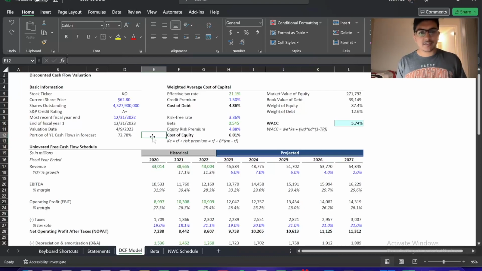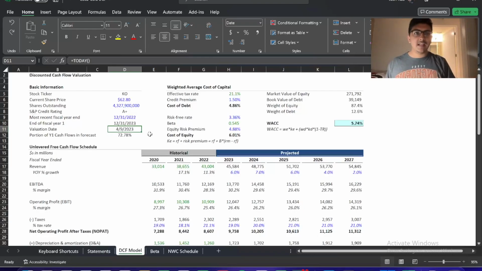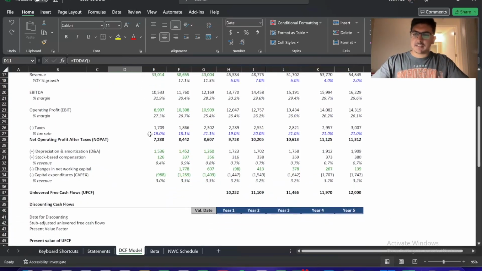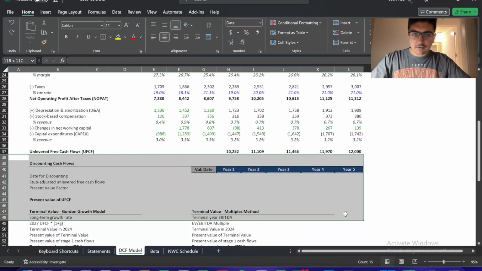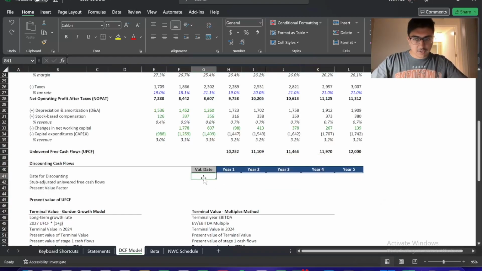What we need to be doing is only focusing on the cash that Coca-Cola will be generating in the future. So that is why we are valuing to today, and we're going to be using this thing called a stub percentage. I'll explain what that means in a second, but let's fill out some basic information. So you can now scroll down to the discounting cash flows section of the model. So we have our valuation date, which is today, and then we have 5 years of projections in the future.